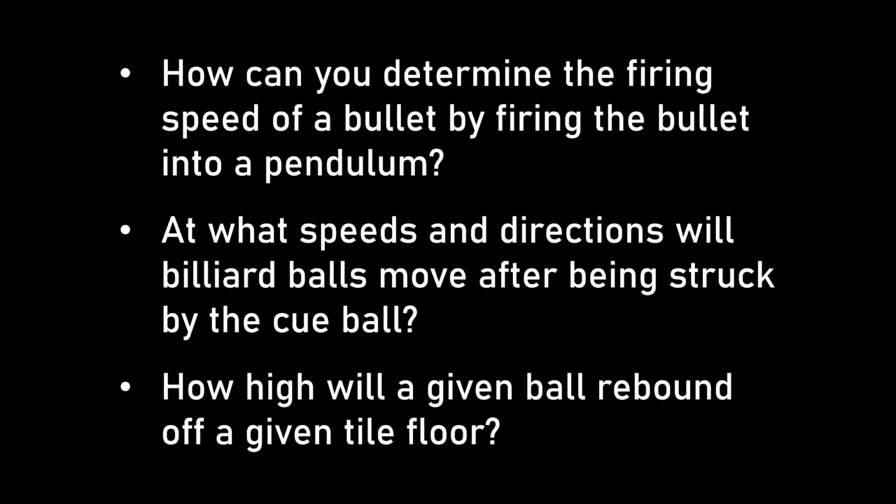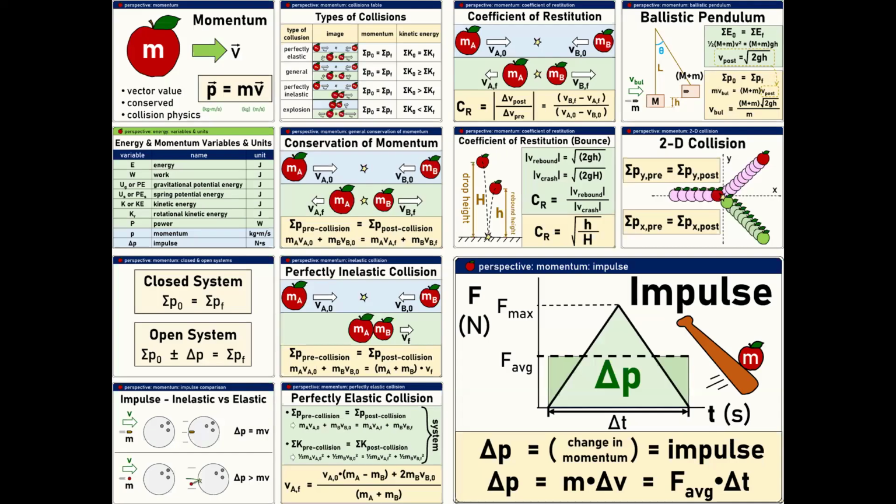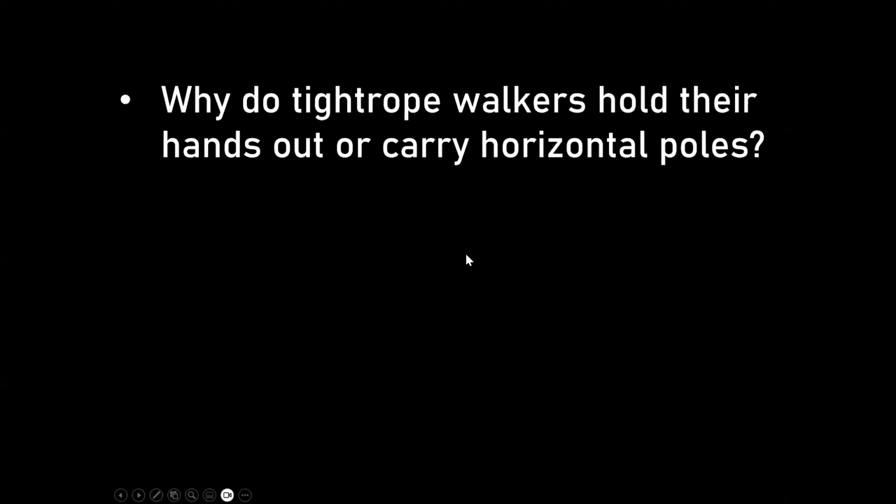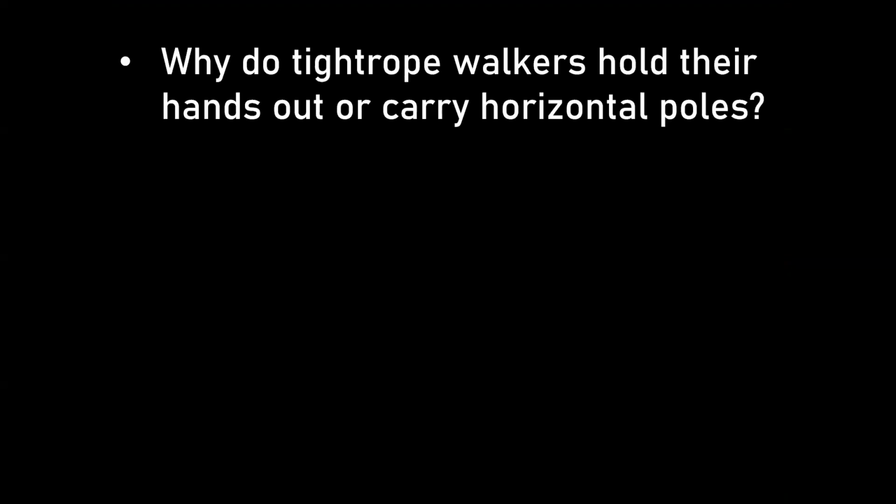How high will a given ball rebound off a tile floor? Oh, there's another collision. So you drop a tennis ball, you drop a basketball, you drop a bouncy ball, and it rebounds to some height. What's the physics going on there? So all these blue banners, anything to do with collisions, the property here we're looking at is momentum, mass times velocity. Okay. And I think this is the last set of these questions here.